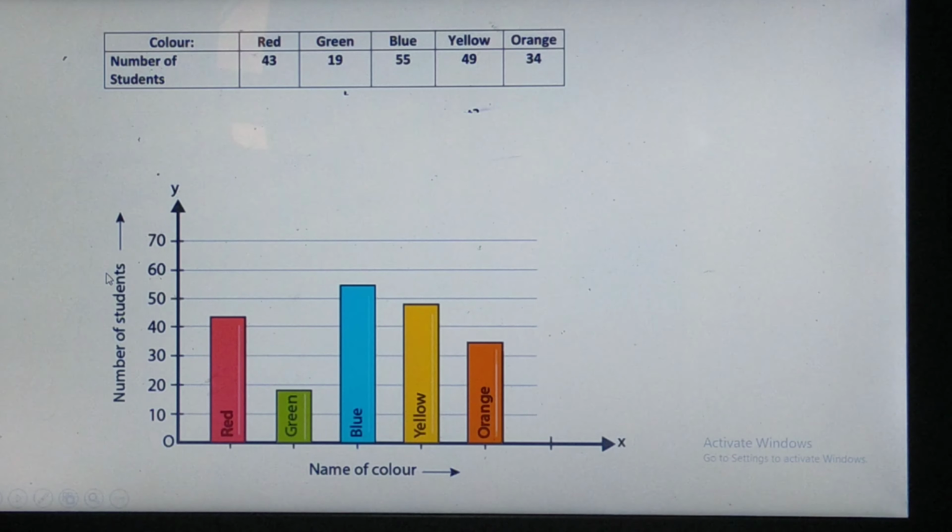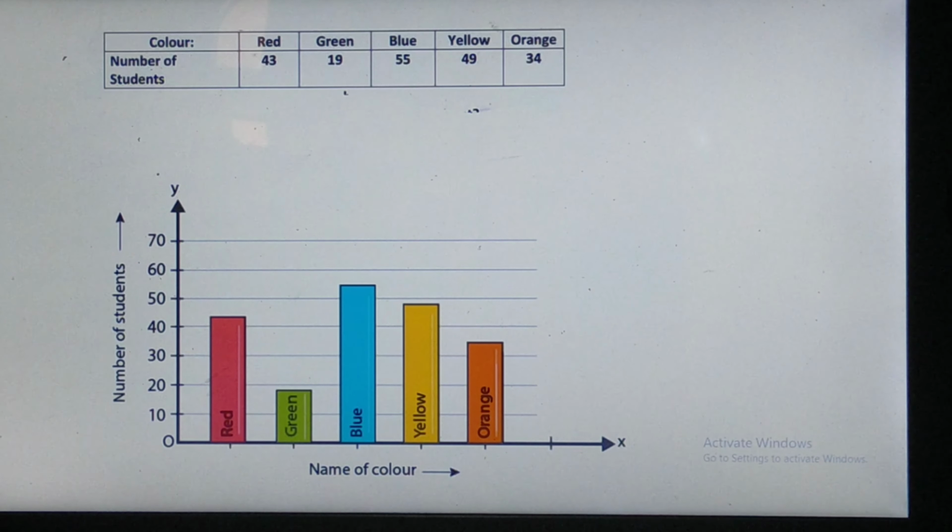And what are the colors I have here? Red, green, blue, yellow, orange, which means I have 5 colors. So I want to draw 5 rectangular bars to show each of the colors. See, I have drawn here 1, 2, 3, 4 and 5, each showing a color. So we understood if there are 5 details, we have to draw 5 rectangular bars on the graph.